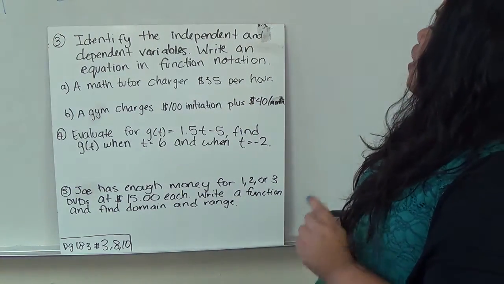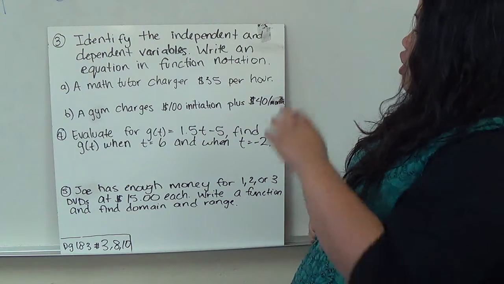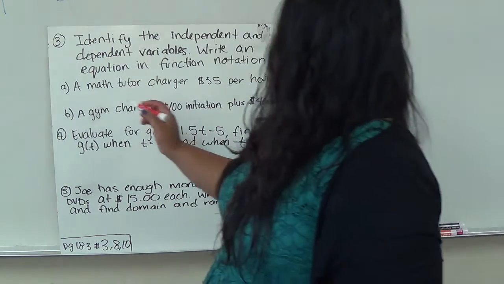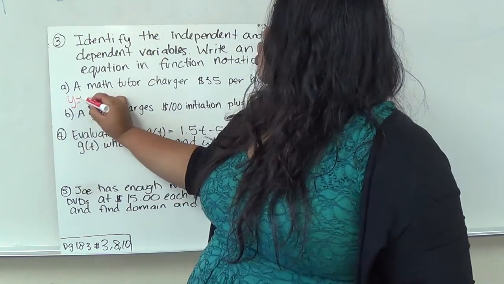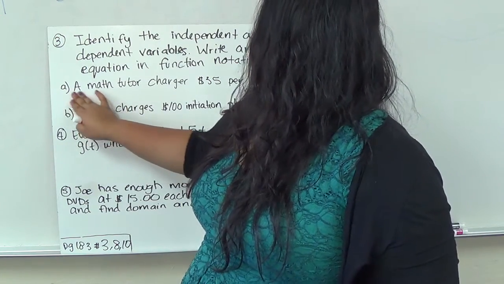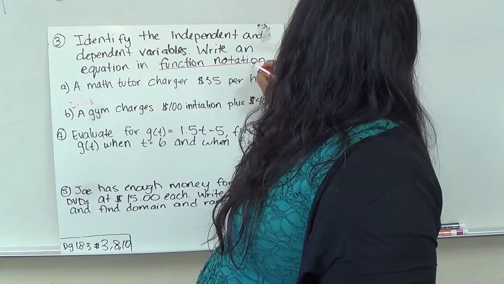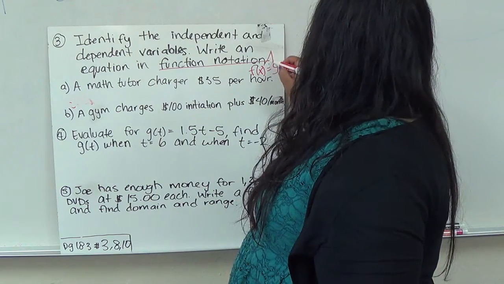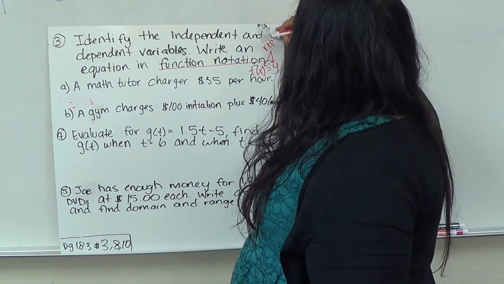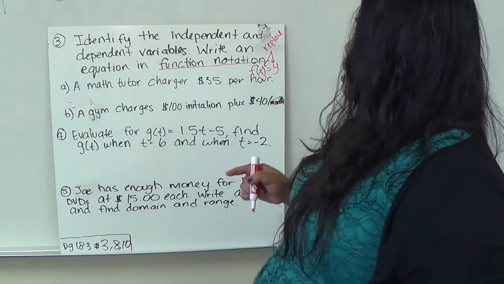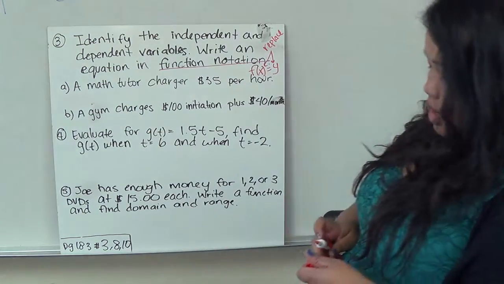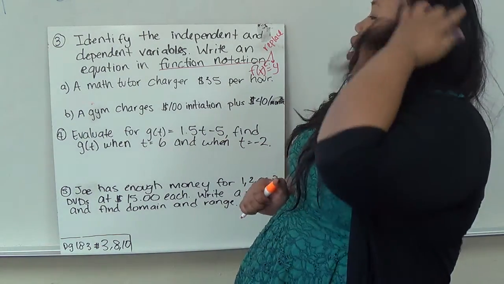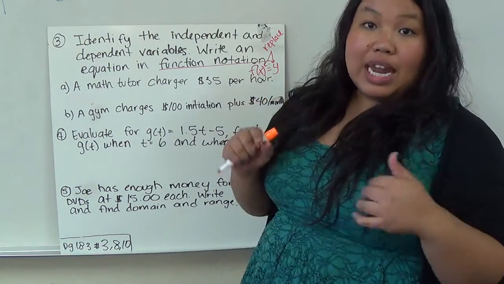Number 3, identify the independent and dependent variables and write an equation in function notation. So, function notation is basically, if you see an equation y equals 2x plus 3, function notation is f of x. They replace each other. So I'm going to get y by itself and I'm going to replace it with f of x. So let me explain how that goes. f of x is written f parentheses x, okay?